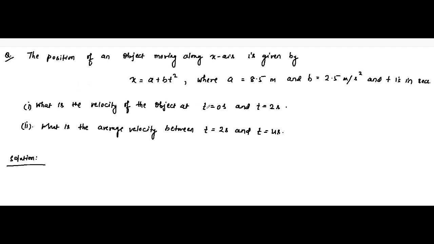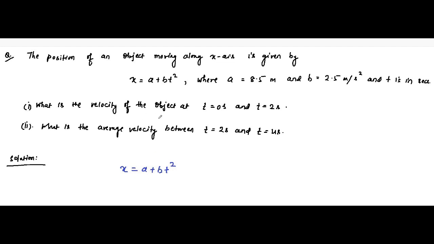It has been asked what is the velocity of the object at time instants t equals 0 seconds and t equals 2 seconds. This is the first bit. The second bit is what is the average velocity of this object between t equals 2 seconds and t equals 4 seconds. So first thing, here the position is given by a plus bt square.